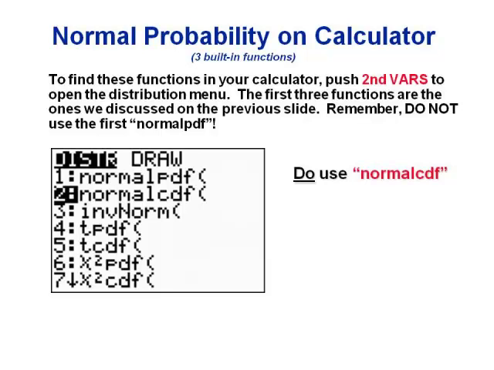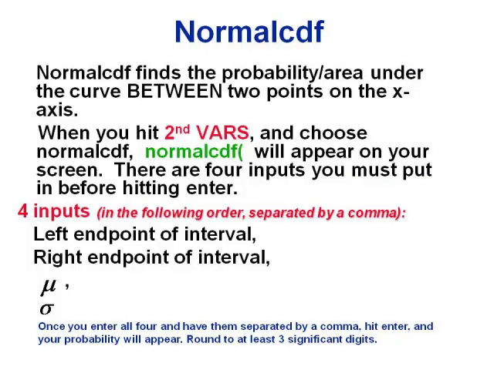So we'll always be doing normal CDF, which will be ranges. Now, normal CDF is a little different than binom CDF. Binom CDF found the probability of that number and lower. Normal CDF is different. It's still a cumulative function, but it finds the probability of being between 2 points. And it needs 4 different pieces of information: the left and right endpoints, and then the mean and the standard deviation.